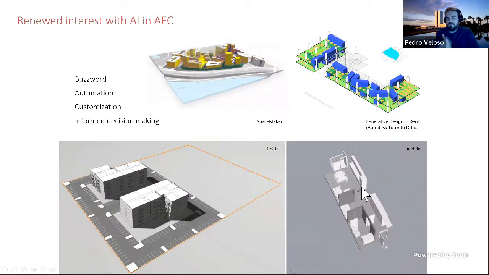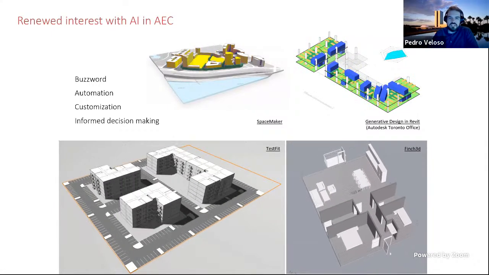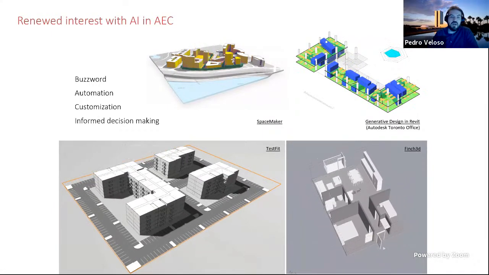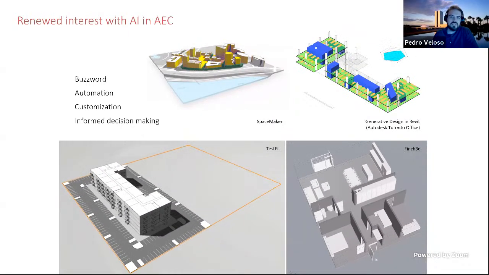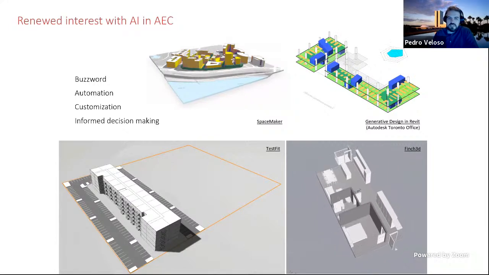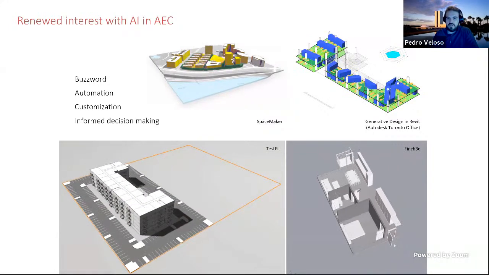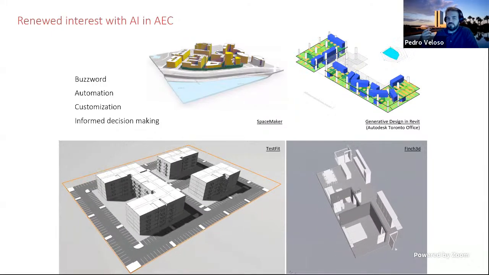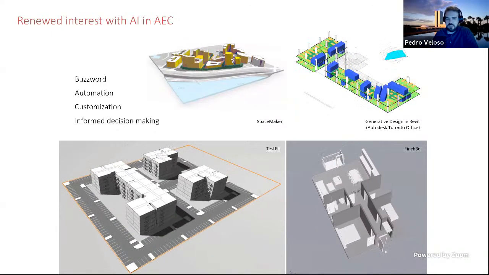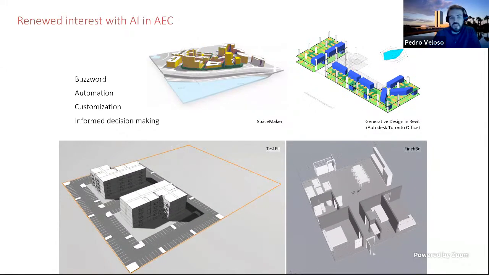I just want to show this slide, that generative systems and also artificial intelligence, which is part of the ideas used in generative systems, are not only buzzwords. These are also things that are happening in the industry in terms of automation, design customization, and informed decision making.